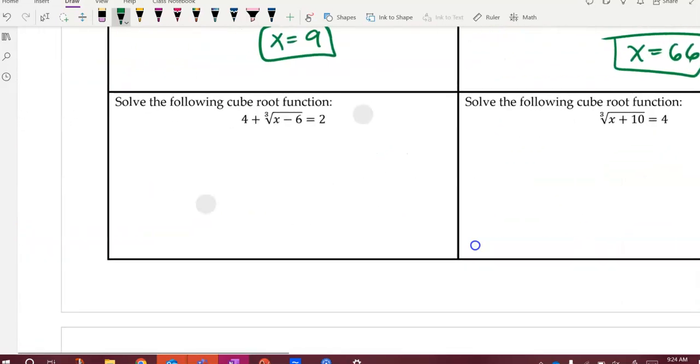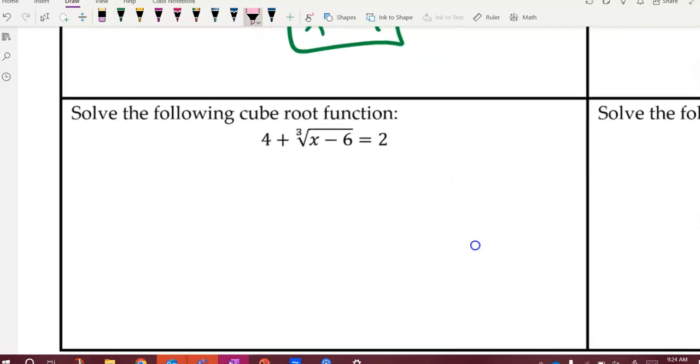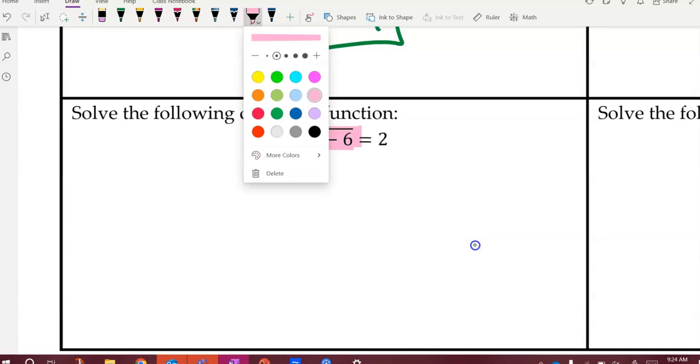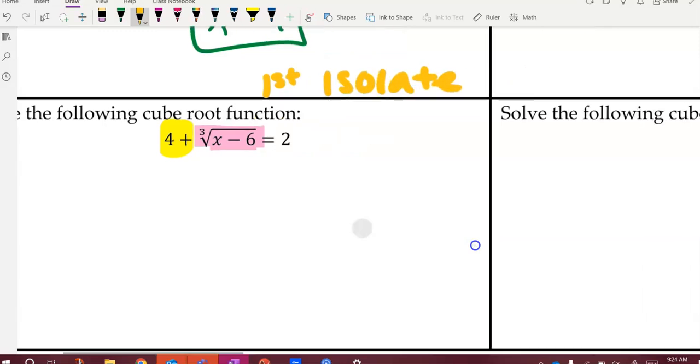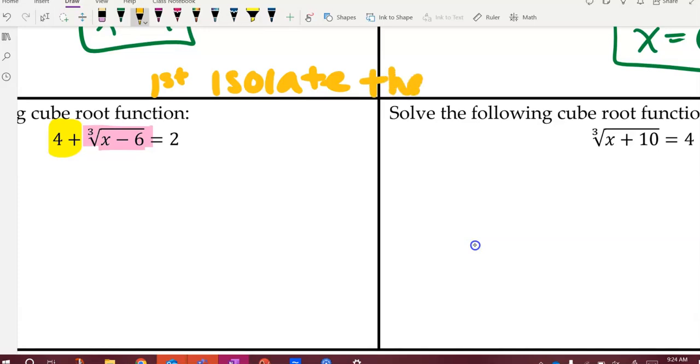All right, solve the following cube root equation. Okay, again, we can't touch that x minus 6, but we actually can't even touch that root either until we get rid of the plus 4. So in these problems, we need to first isolate the radical. Anytime we're solving, we need to first isolate the radical.